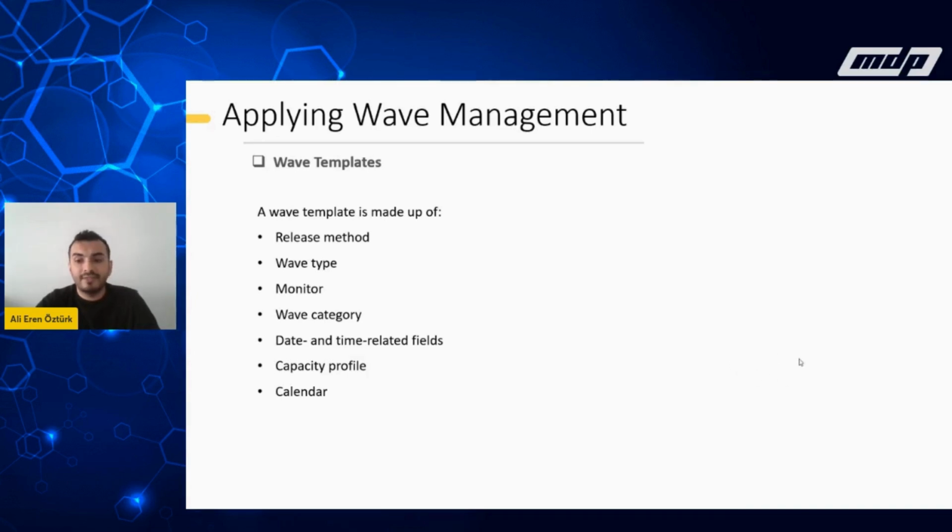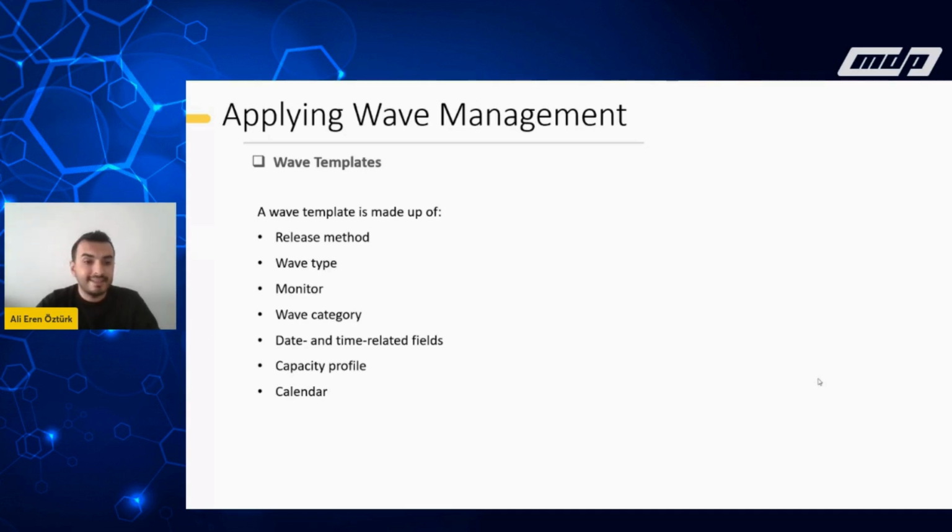Also, different wave types enable specific monitoring in warehouse management monitor. So if you want to classify depending on your product, route, etc., you can create different wave types and monitor them using the information necessary.